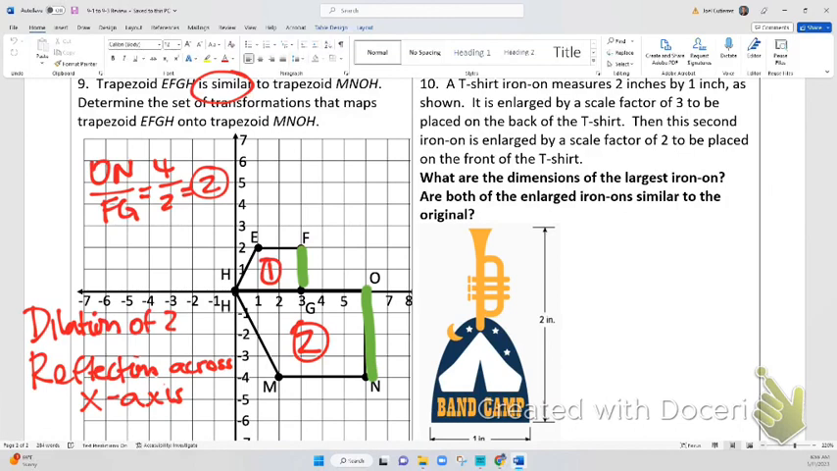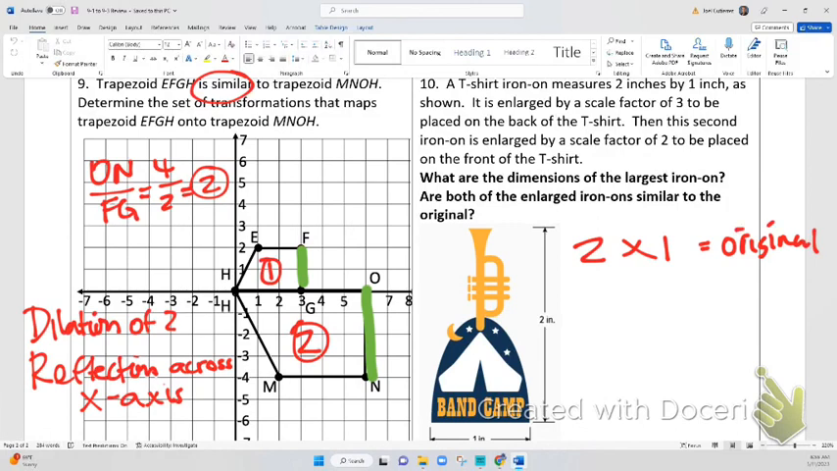So there's your answer for number 9. Last but not least, number 10. A t-shirt iron-on measures 2 by 1 inch, as you can see in this picture. It is enlarged by a scale factor of 3 to be placed on the back of the shirt. So let's start by doing this. The original image is a 2 by 1. We're going to call this the original.